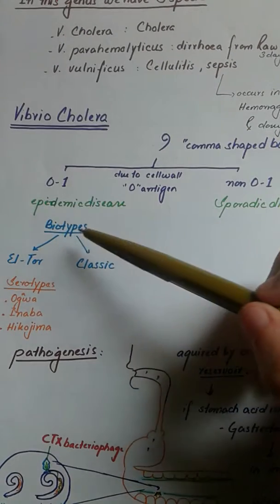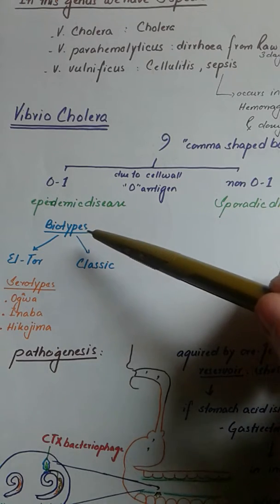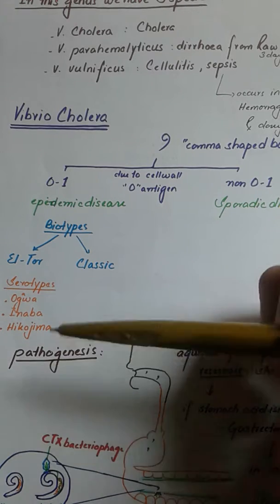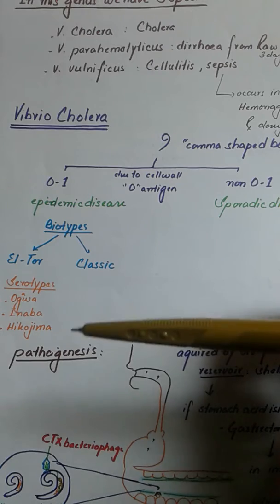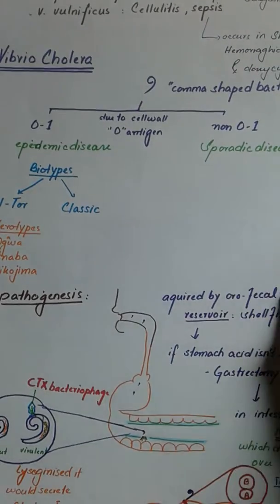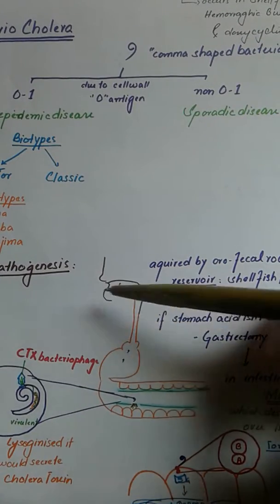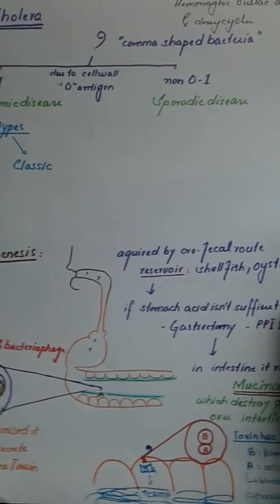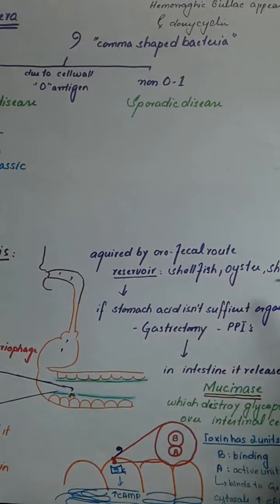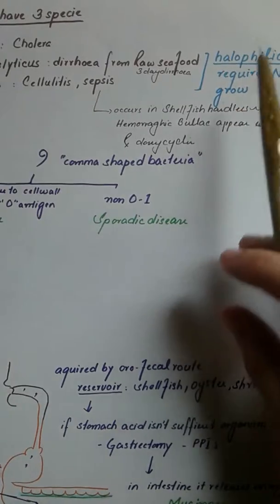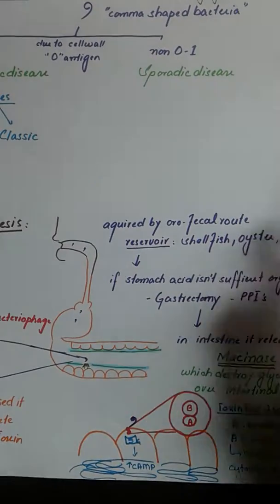Non-O1 consists of sporadic diseases, meaning that one or two patients can be susceptible and develop such a disease. Now, this O1 group has two biotypes, El Tor and classic. These are further divided into serotypes, meaning Ogawa, Inaba, and Hikojima. Now, how does Vibrio cholerae get into your body? First of all, it is ingested, meaning that it has a feco-oral route: one organism is infected by mouth and it can infect others because this organism is excreted in the feces. The reservoir of this is shellfish, oyster, and shrimp. Still, marine life is the source, but this organism is not halophilic, meaning that it can survive without NaCl.